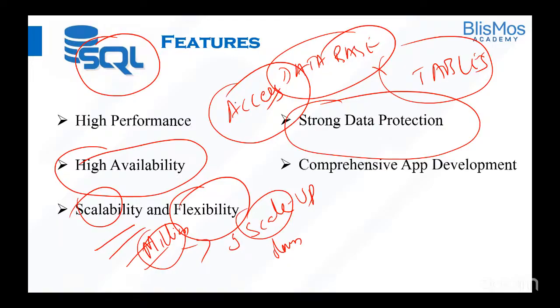Then comprehensive app development. See, as I said, any business needs to store and process the data, and businesses would have a front-end application and a business process logic application. Those applications need to interact with the databases. So through SQL, they'll be able to develop the applications.